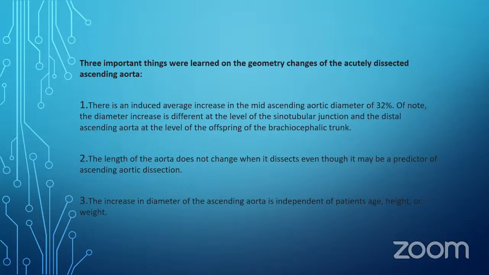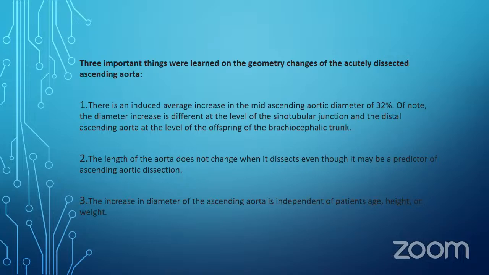There are three important things we are learning on geometry change of the acutely dissected ascending aorta. First, there is an induced average increase in the mid-ascending aorta diameter of 32%. Note the diameter increase is different at the level of the sinotubular junction and the distal ascending aorta at the level of the origin of the brachiocephalic trunk. Second, the length of the aorta does not change when it is dissected, even though it may be a predictor of ascending aorta dissection.